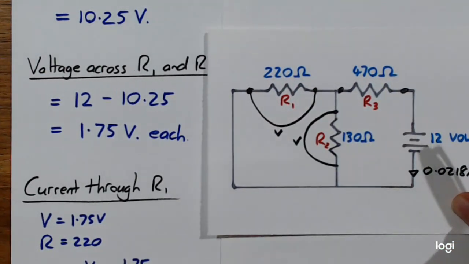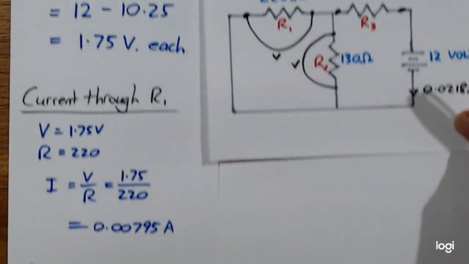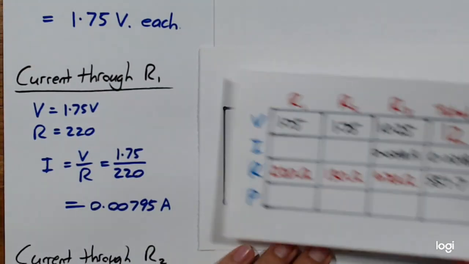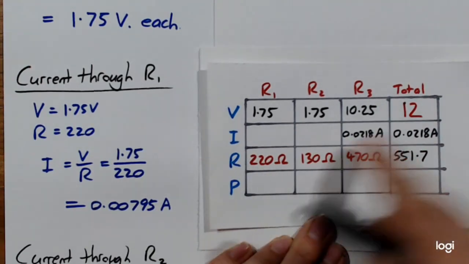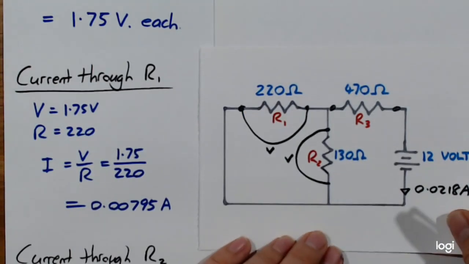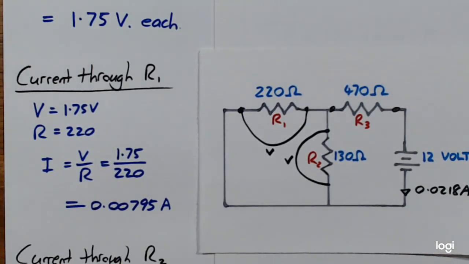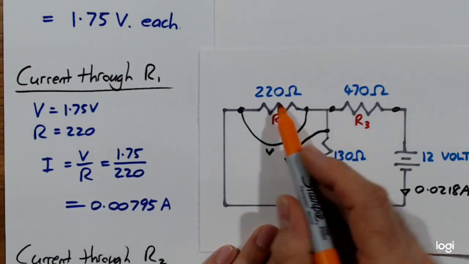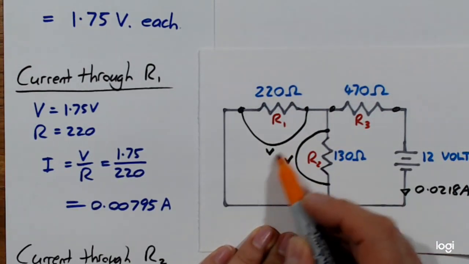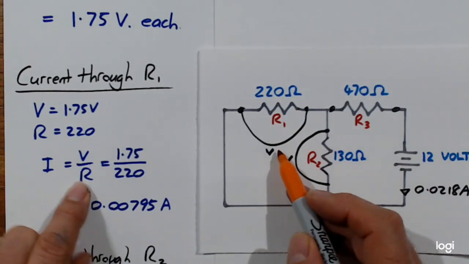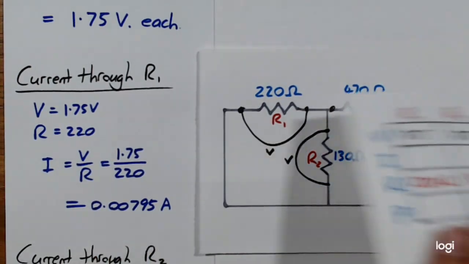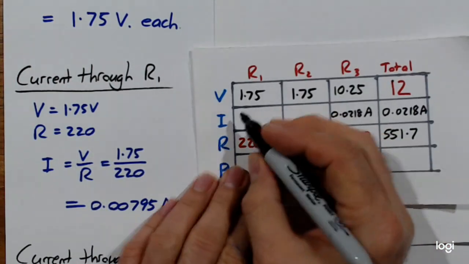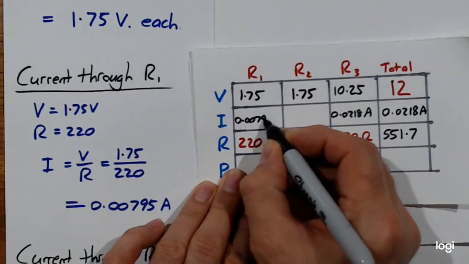Okay, current. What's left here? We've just got a couple of currents left, and then we'll worry about power in a minute. Current in R1, current in R2. And again, V equals IR is going to get it for us. But as long as the V, the I, and the R are for the same section, we're cool. Current through R1, okay. That's the resistance of R1. We now know the voltage across R1, V on R. 1.75 divided by 220, answer is 0.00795 amps.